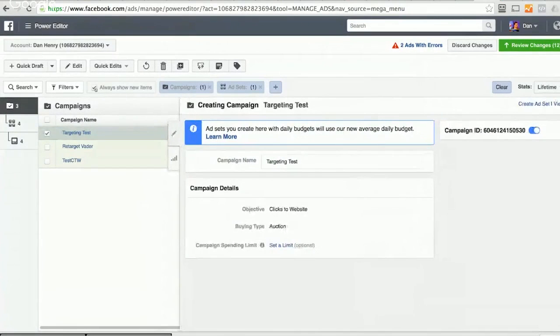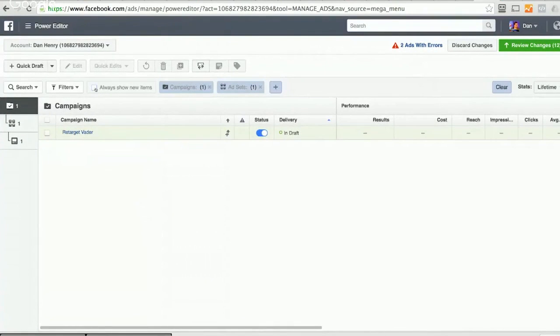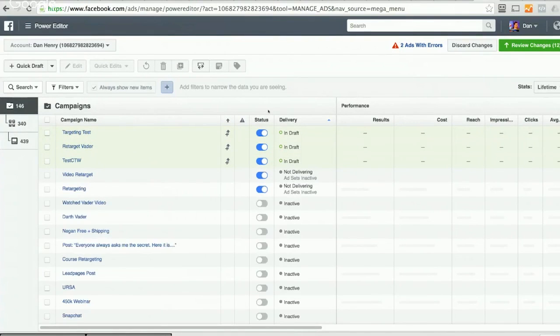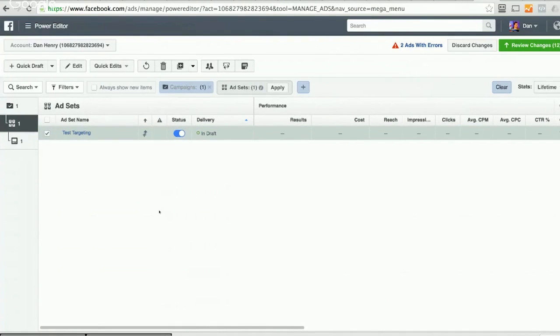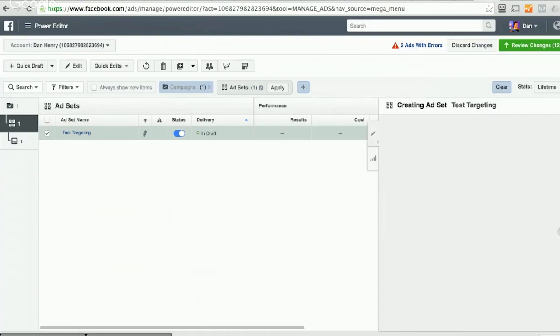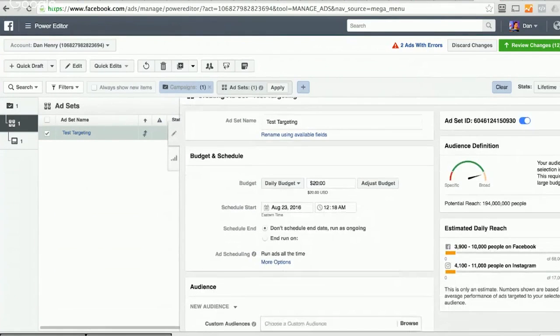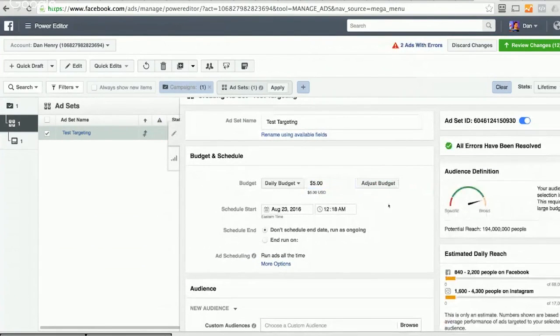And I get rid of this "always show new items" thing because that is so annoying. It ends up showing stuff from other campaigns. And then I delete all my filters right here that are, again, annoying. And so there it is, targeting test. So I click on that and boom, now I only see that. So I'm going to go ahead and click the little pencil button. And I always start at $5 per day, even though that's not the point of this. I'll just put that there.